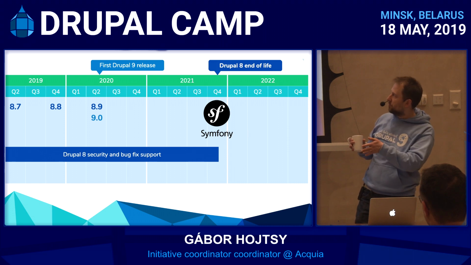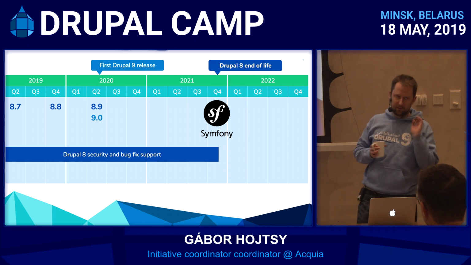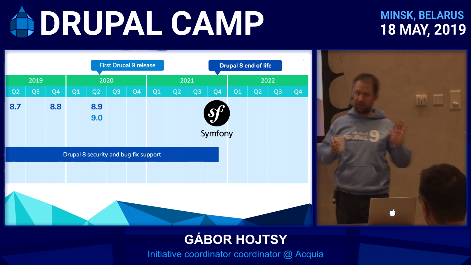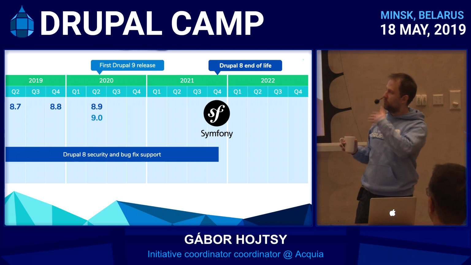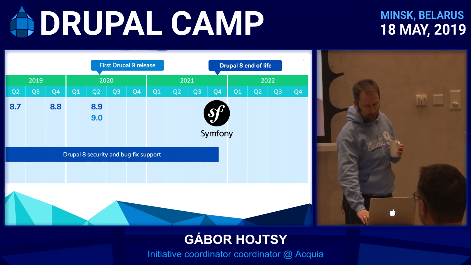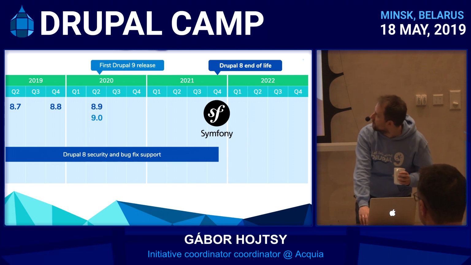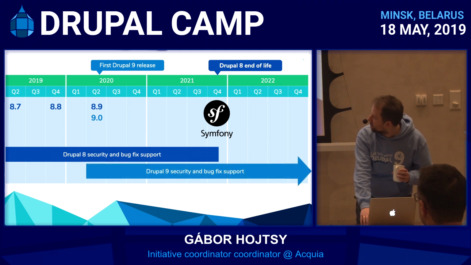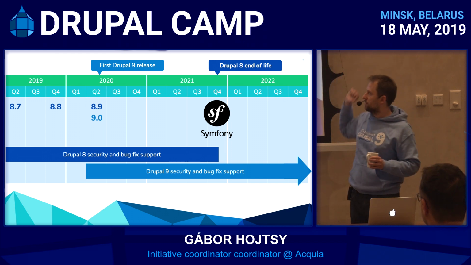So we decided on summer of 2020 as a target, and we try to do everything we can to make that happen. If it doesn't happen, then it will move over to Q4 2020. But our target is summer 2020. That's going to be the first release of Drupal 9. That's where Drupal 9 security and bug fix support starts, and then we'll continue releasing Drupal 9 releases from there.